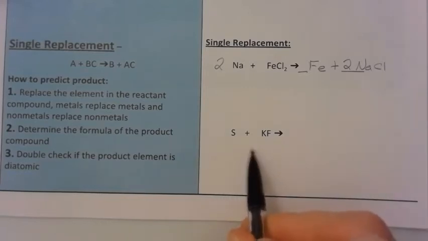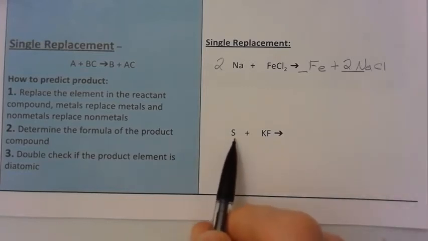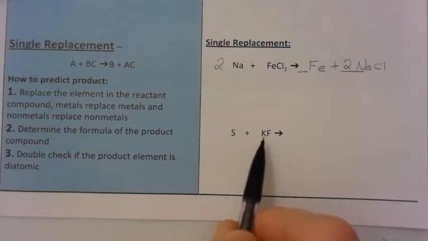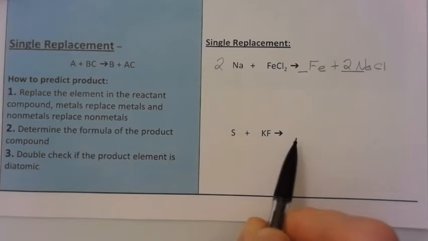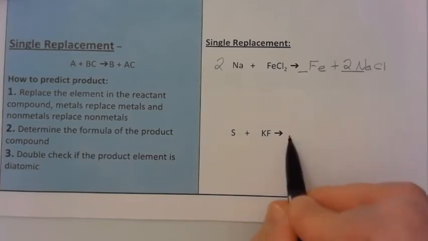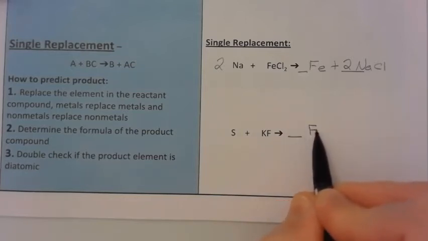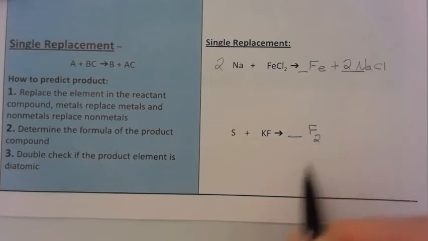All right, so the first thing we want to look at is the fact that the element here, sulfur, is a nonmetal. So it's going to replace the nonmetal in this potassium fluoride compound, which is fluorine. So that fluorine is actually going to be the element that gets replaced or kicked out. But we also have to remember that fluorine is one of the 7 diatomic elements, so we're going to make that F2.